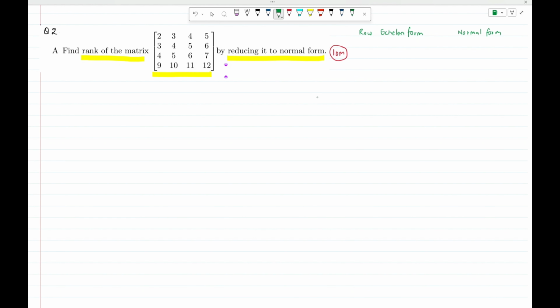Now if you're dealing with row echelon form, then you are allowed to use only EROs, which stands for elementary row operations, whereas when you are talking about normal form, you are permitted to use both EROs and ECOs, that is elementary column operations as well. So now since this is normal form, we can use both elementary row operations as well as column operations.